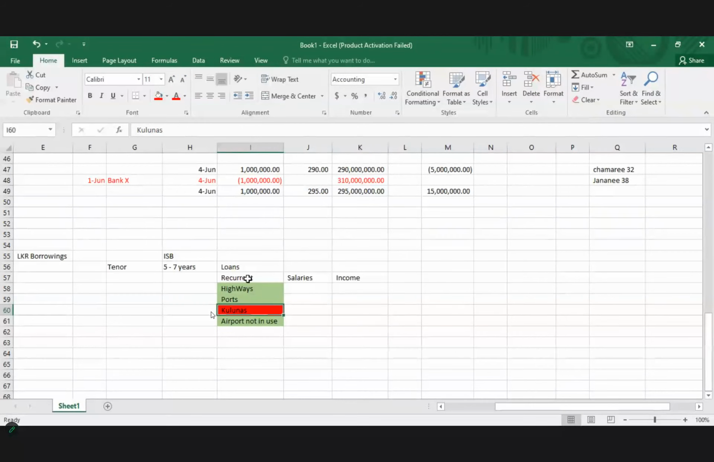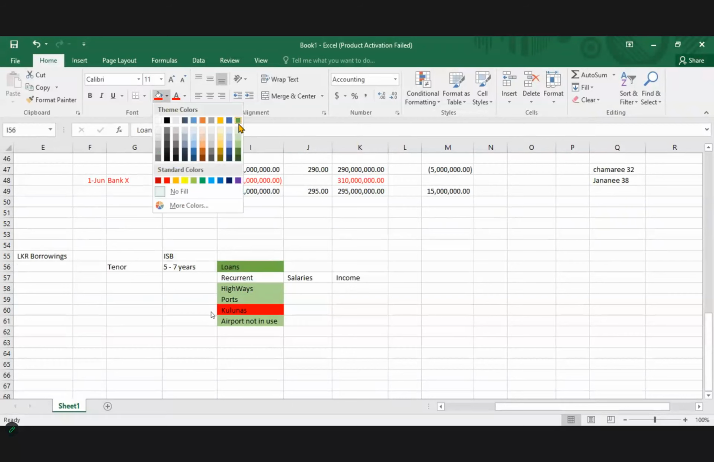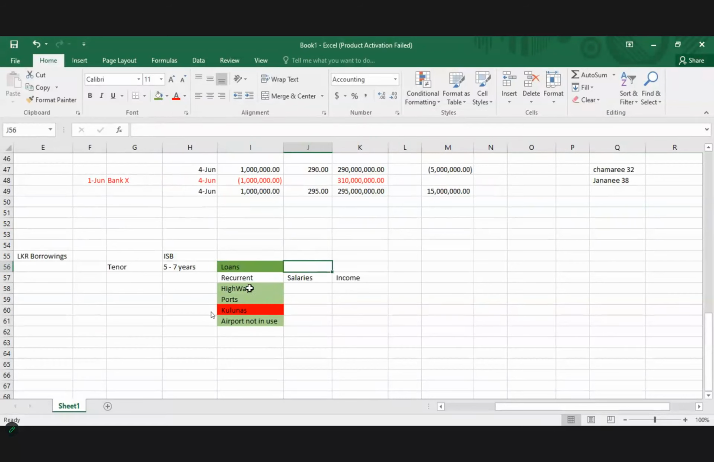So now the issue here, as you can see, is now this one. Maybe loans, okay, to some degree. So it's slightly a darker green. Highways. Again, I would say, let's see this one. Ports. What is the problem here?